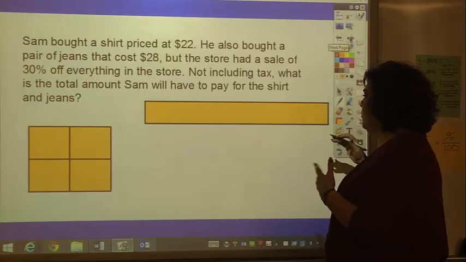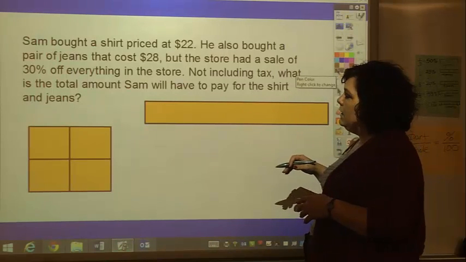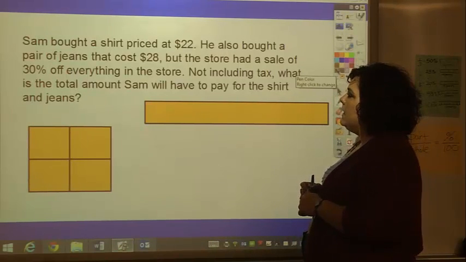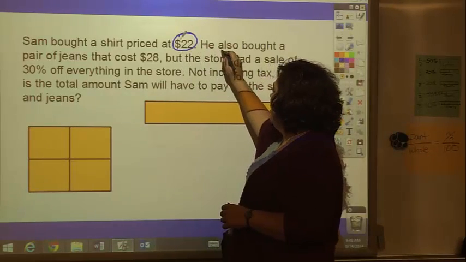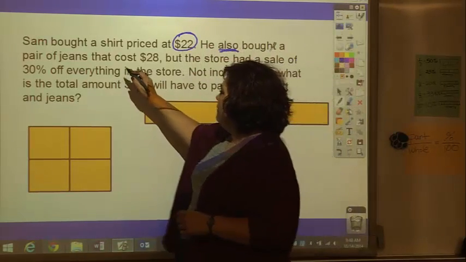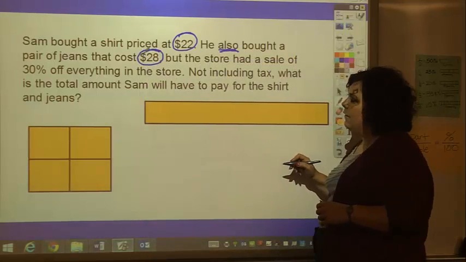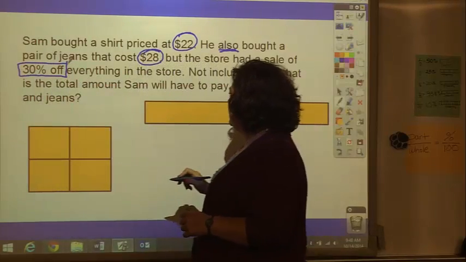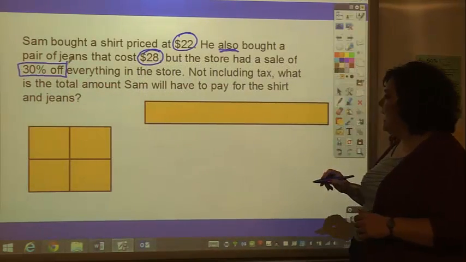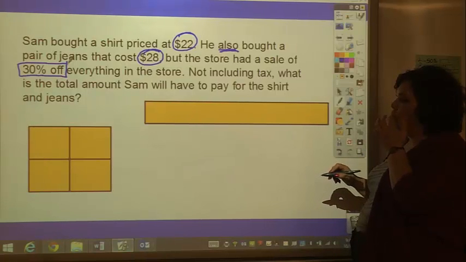Okay, this is what I'm going to do, a proportion box, and I'm going to do a bar model. Sam bought a shirt priced at $22. He also bought a pair of jeans that cost $28. But the store had a sale of 30% off everything in the store, not including tax. What is the total amount Sam will have to pay for the shirt and jeans?